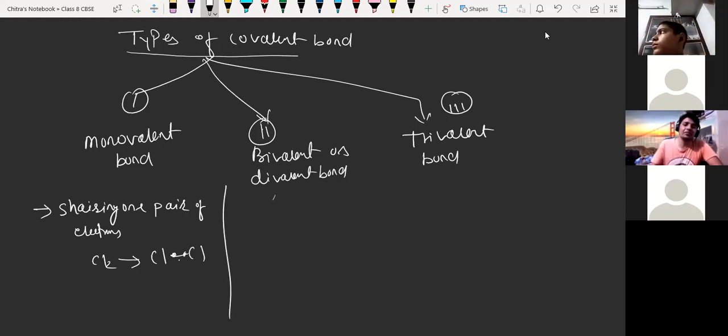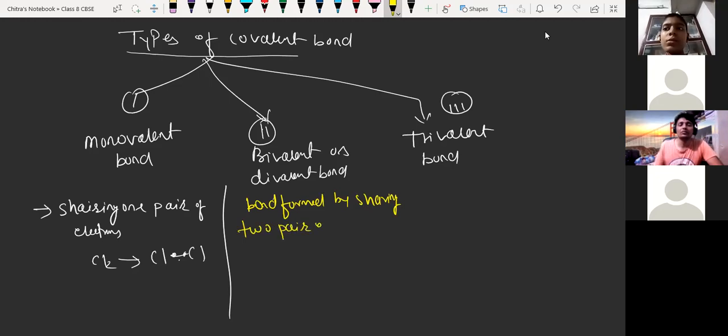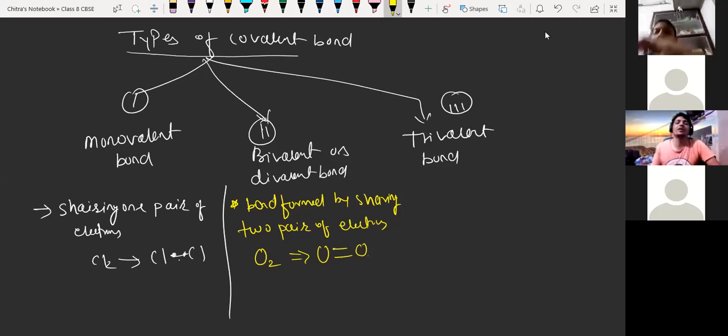But suppose any elements share two pair of electrons, the bond formed by sharing two pair of electrons. Example, like in the case of oxygen. Yes, oxygen. They are sharing two pair of electrons.